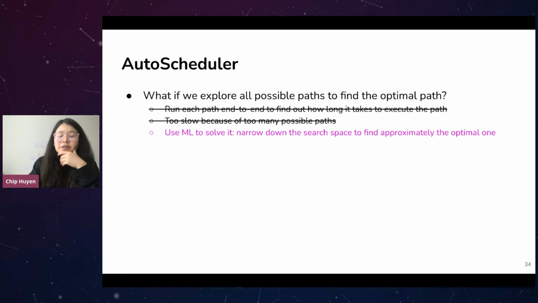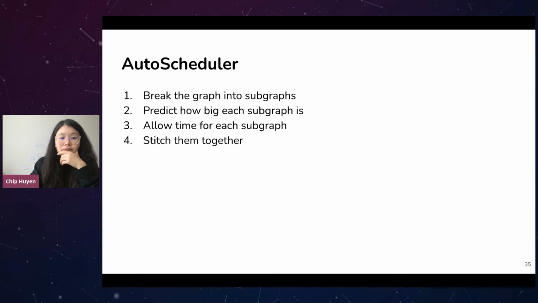So there have been new research directions where we use machine learning to narrow down the search space to find approximately the optimal one. You don't have to find the really optimal, but can approximate the optimal path. Here's an example of an auto scheduler, which is what TVM does. First you break the graph into different subgraphs, and then you predict how big each subgraph is, so you can allocate time for that graph. Instead of having to run the subgraph end to end and measure it, you can predict how long it's going to take to do the path.